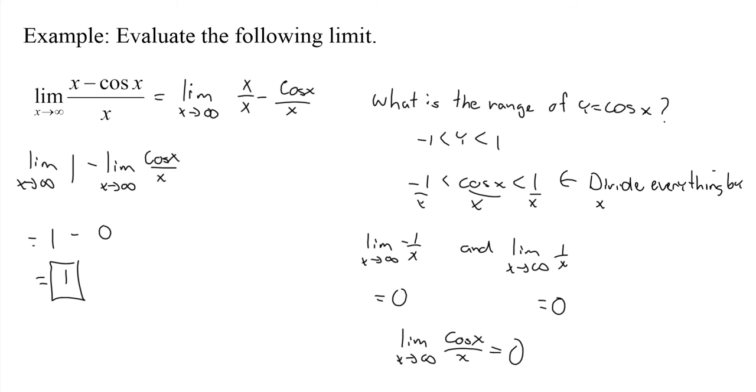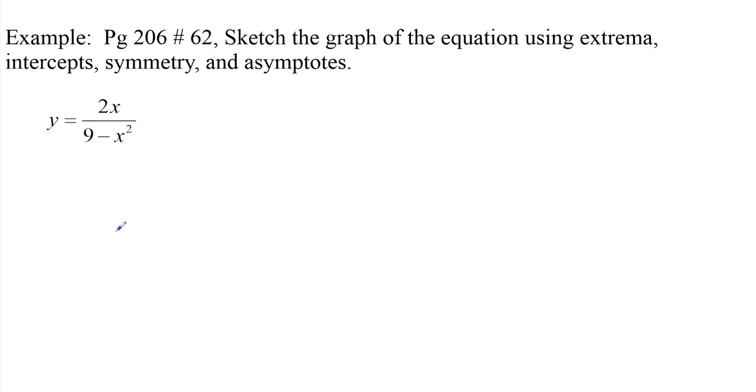All right, next example here. This one says sketch the graph of the equation using extrema, intercepts, and asymptotes. And so we're going to go through and do some of that stuff. Certainly we need to find some extrema, so that's going to cause us to talk about the first derivative. But before we do that, what can we learn here?